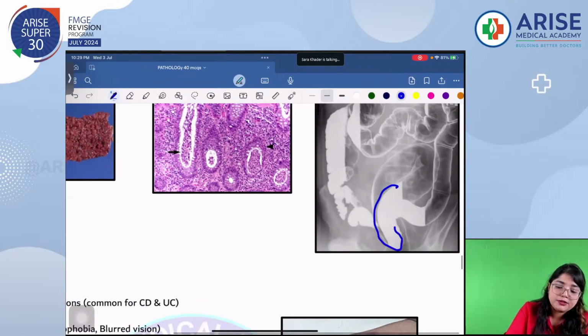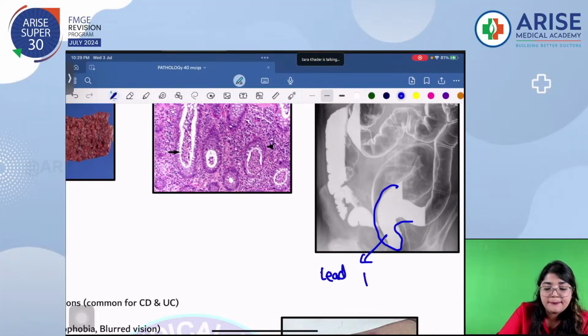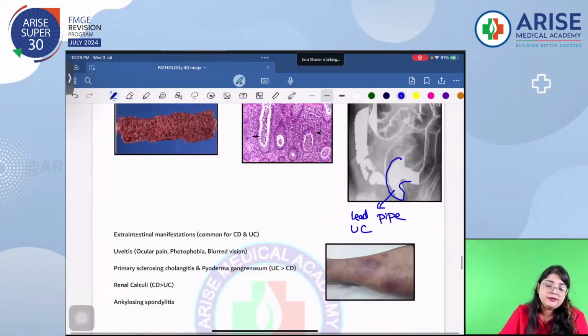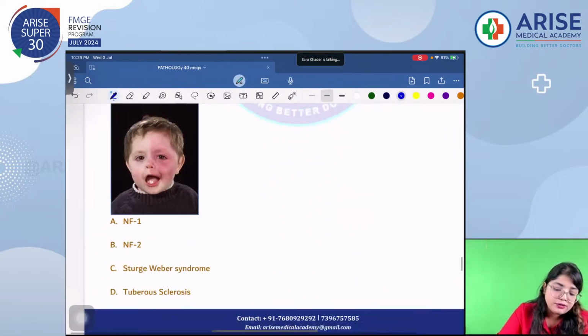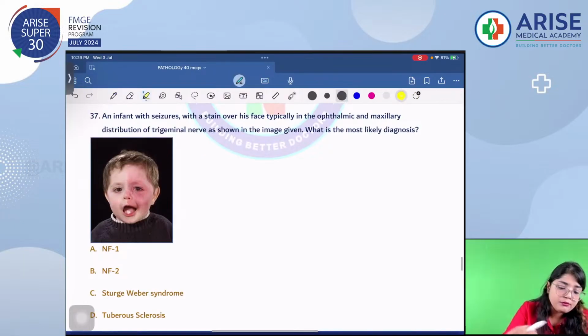This lead pipe appearance, because of the loss of haustrations, is seen in ulcerative colitis. Okay. And these are the common manifestations in both. What about this, guys? Just tell me fast.